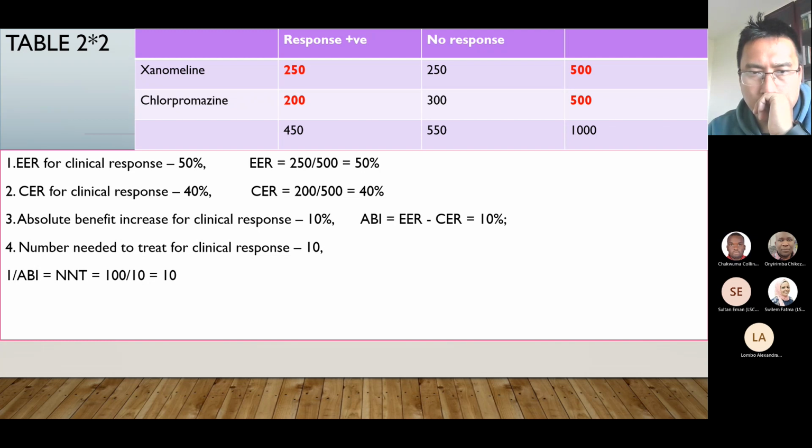Yeah. Okay. So the trick is you need to know where to put these. And EER basically is this divided by this one. CER, you get it. So once you know how to do the table, you can get all the values. So it's not difficult. It's similar with EPS.